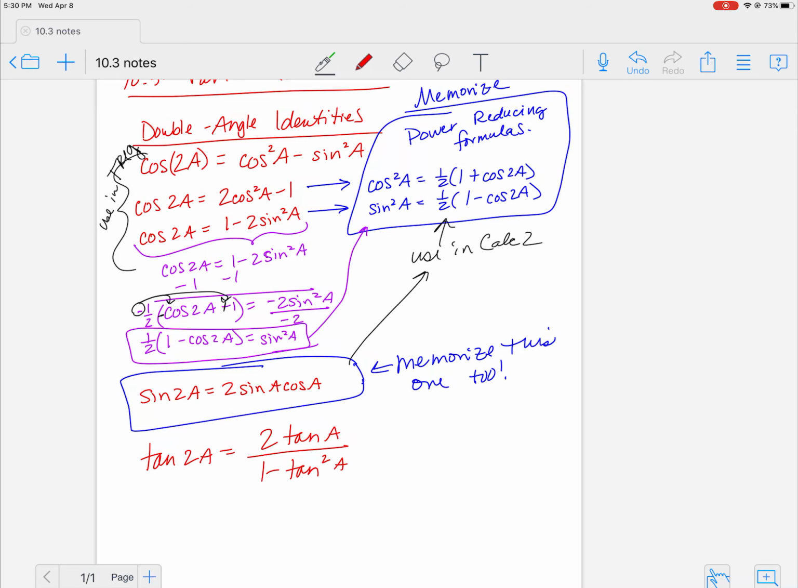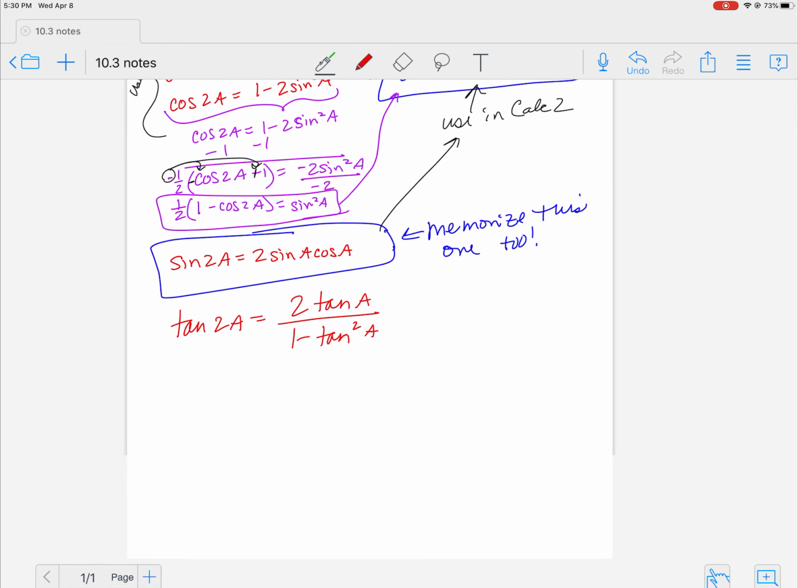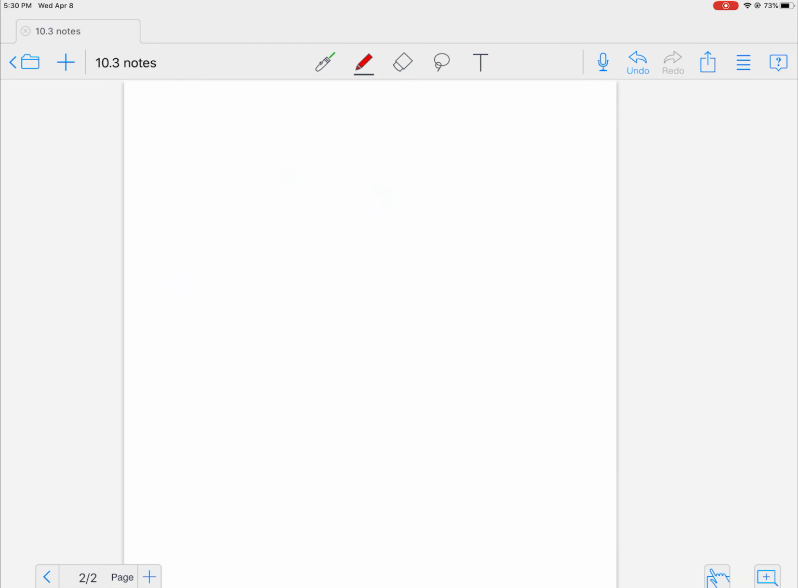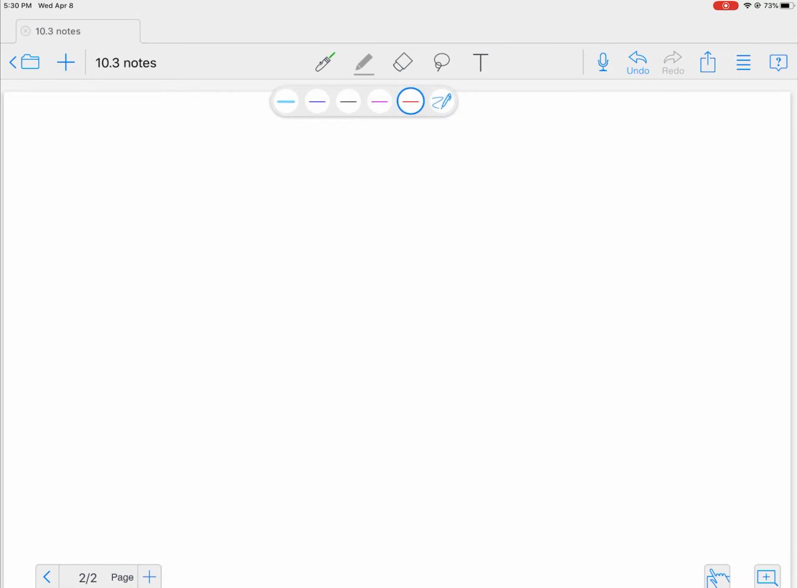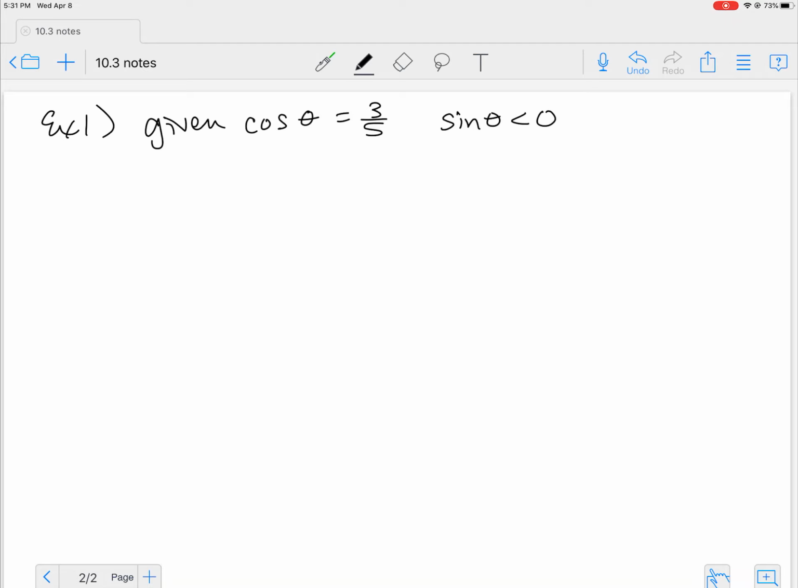To tangent A over 1 minus tangent squared. That's a tangent squared. That's an exponent. All right? Double angle exponent. Okay? Okay, so now let's do this. So here's how you're going to see these kinds of problems. I'm going to scoot on over here to the next page.